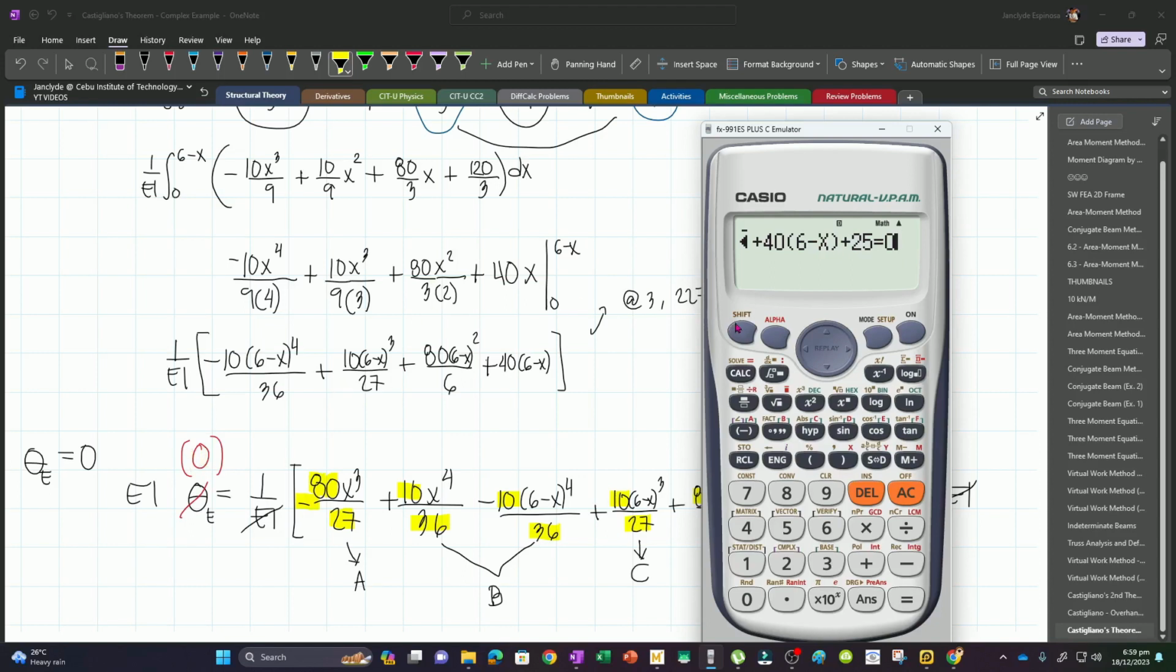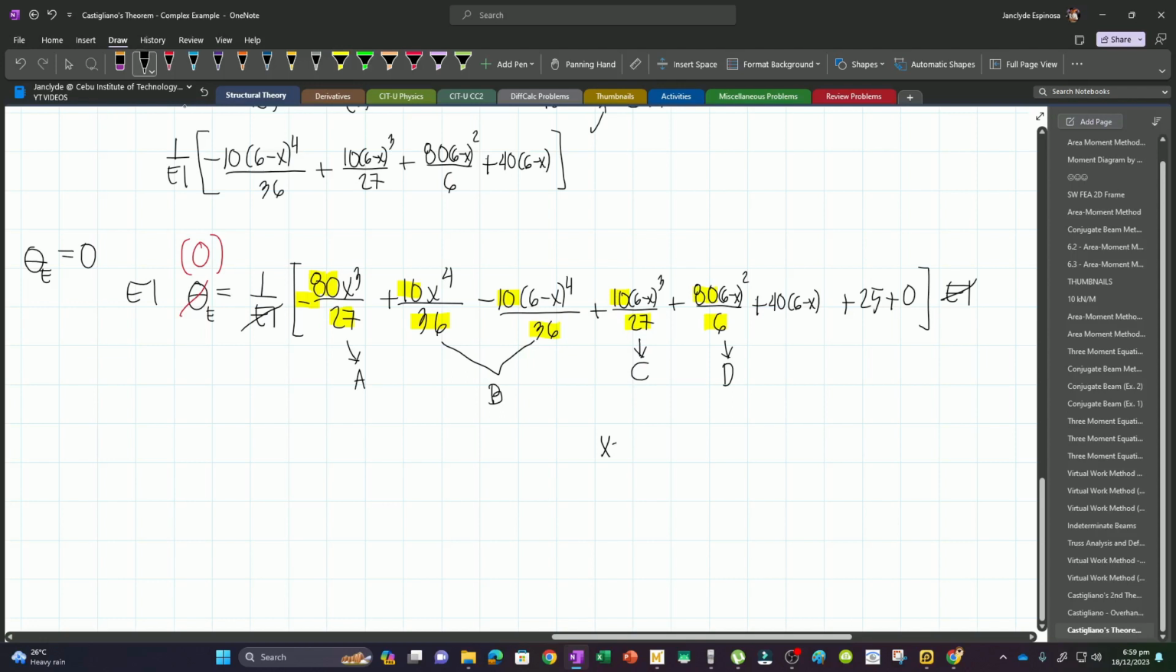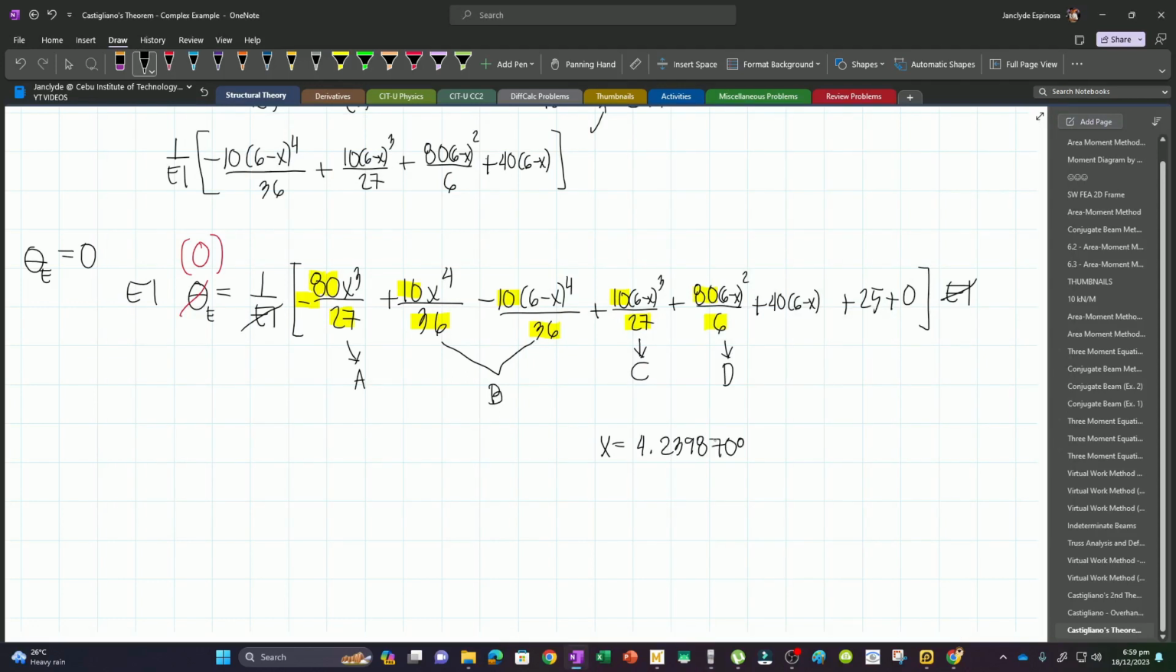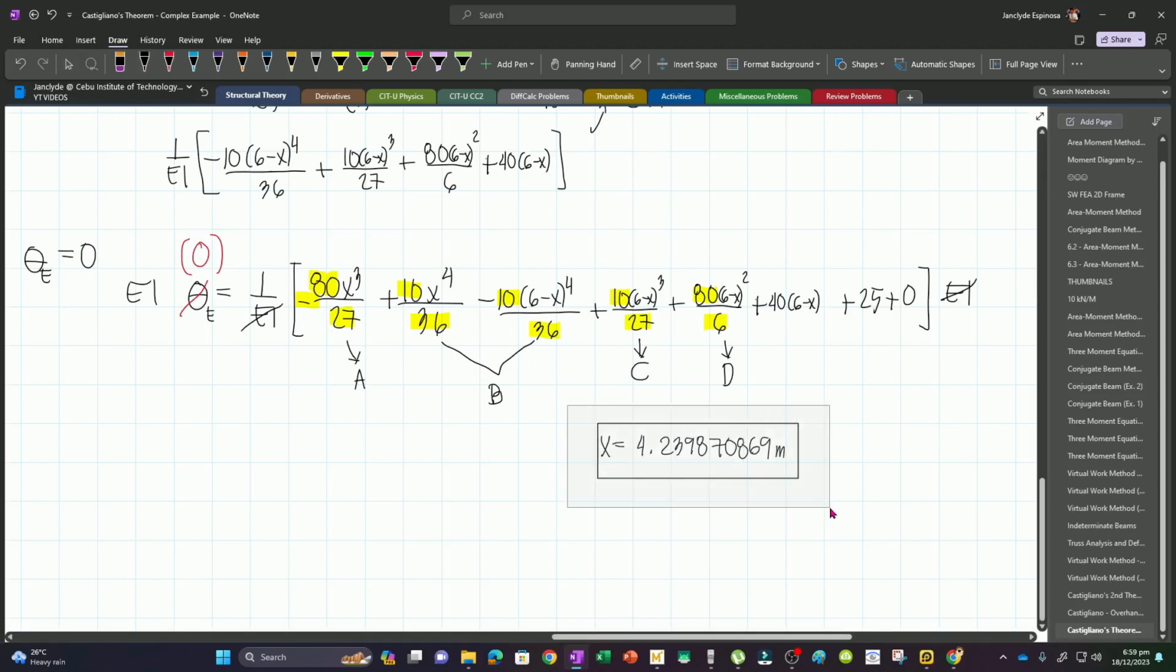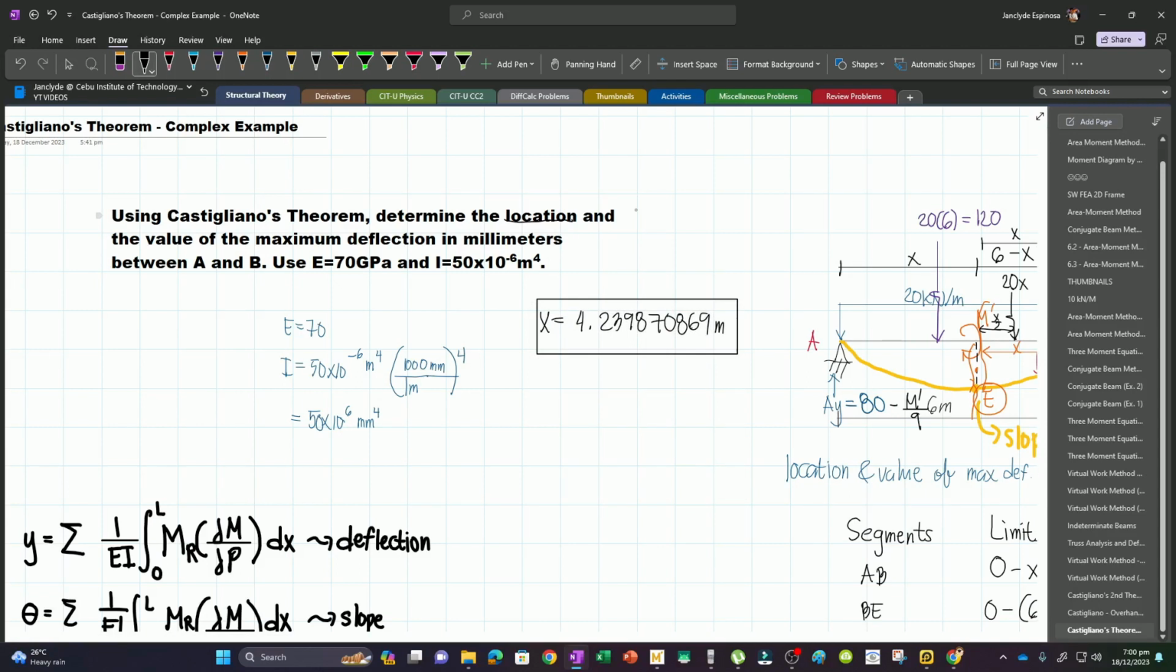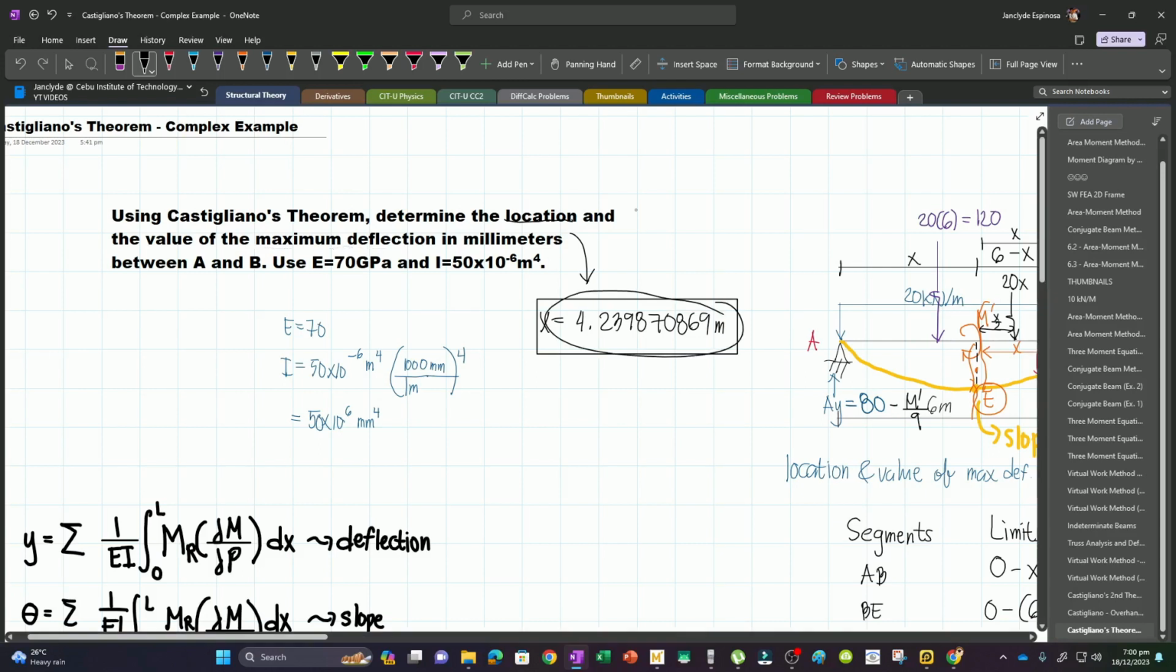And so press shift solve, and we get the location of the maximum deflection, which is 4.239870869. The location of the maximum deflection is at 4.239870869, and this is in meters. So this is our answer for the first question, the location of the maximum deflection. And now, if we try to compute for the maximum deflection, we will be using this distance.